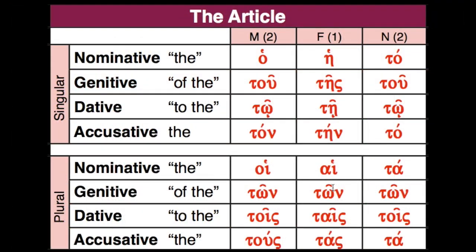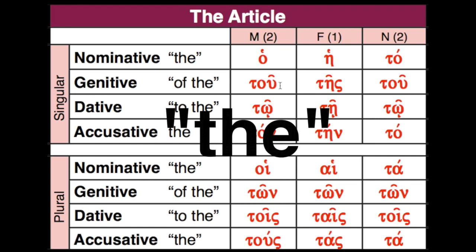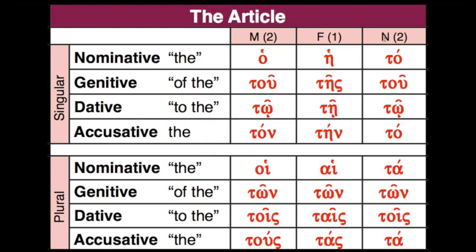I know I'm being very repetitive here, but I really want to drive this point home. Remember that with the article, all of these translations just mean "the," right? But we have 24 forms to show us the case, the number, and the gender. Same thing with the participles.